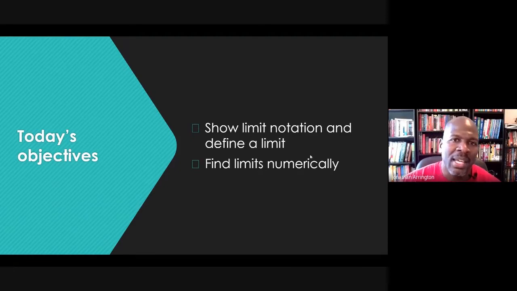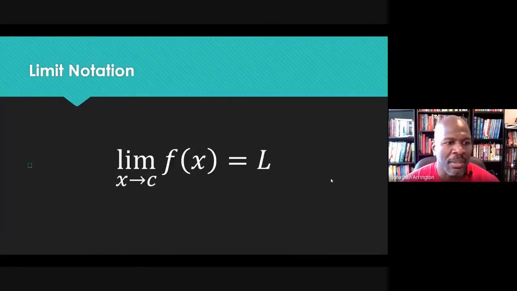But let's look at limit notation, because some of you may have never seen a limit before. So this is how limit notation looks. And I want to read how this is read when you see this. This is read, the limit as x goes to c of f of x equals L. In a typical problem, we're trying to find the value of L.